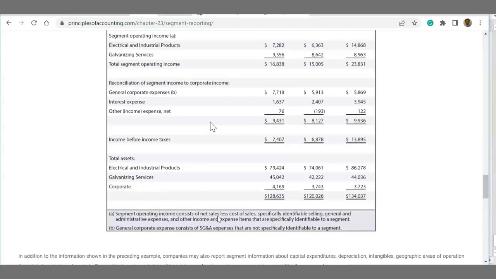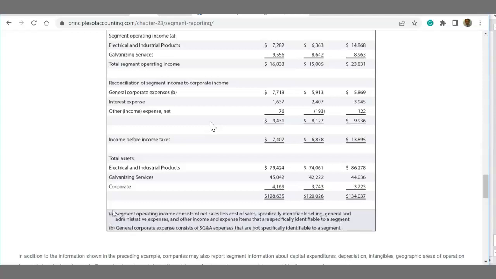Segment operating income consists of net sales less cost of sales. Specifically, here cost of sales means sometimes you have sales minus cost of goods sold if you are selling something material, tangible. If you are a service type of company, then you call it cost of sales. Cost of sales is technically the same thing as cost of goods sold, but not tangible. So, specifically identifiable selling, general and administrative expenses and other income and expenses items that are specifically identifiable to a segment.